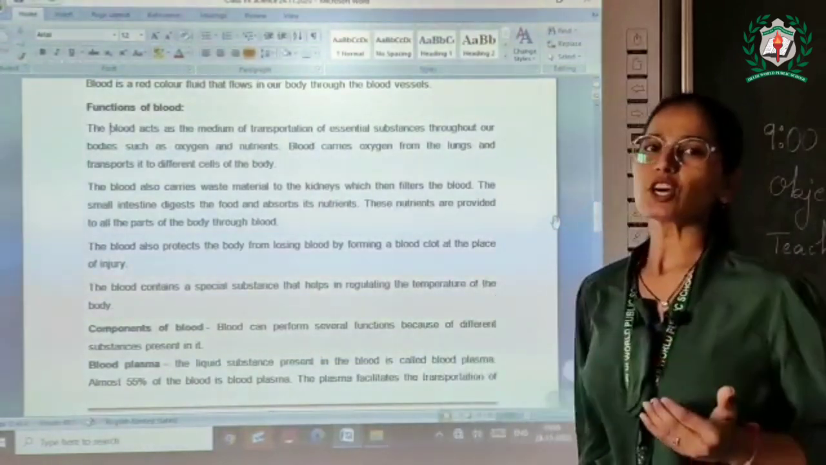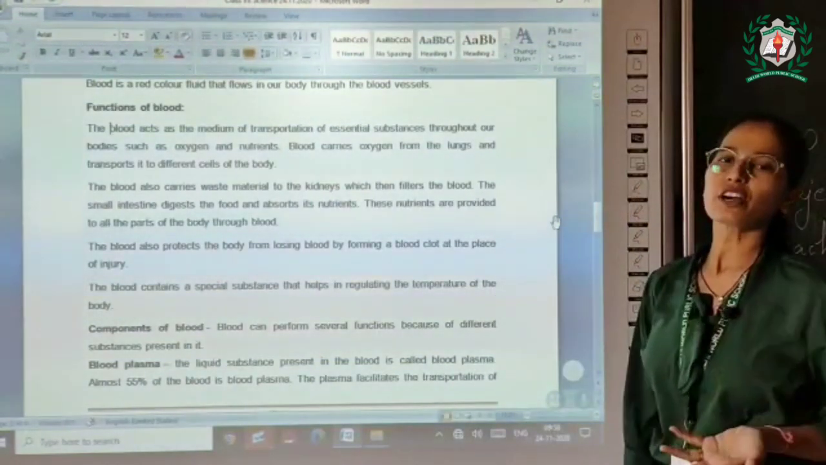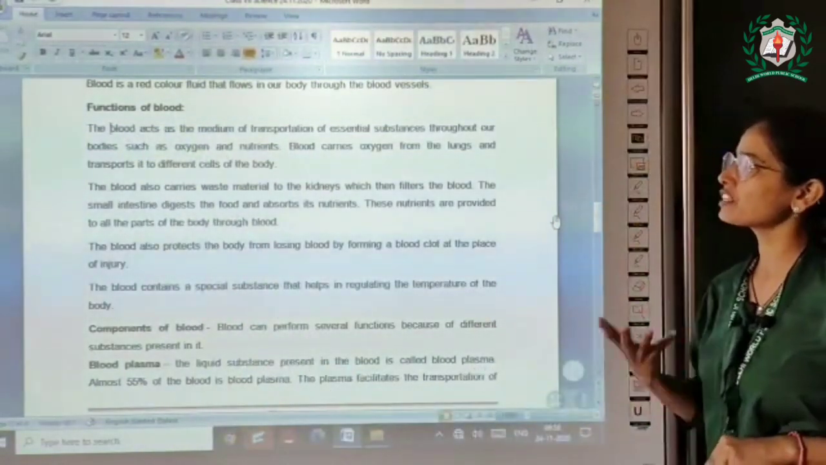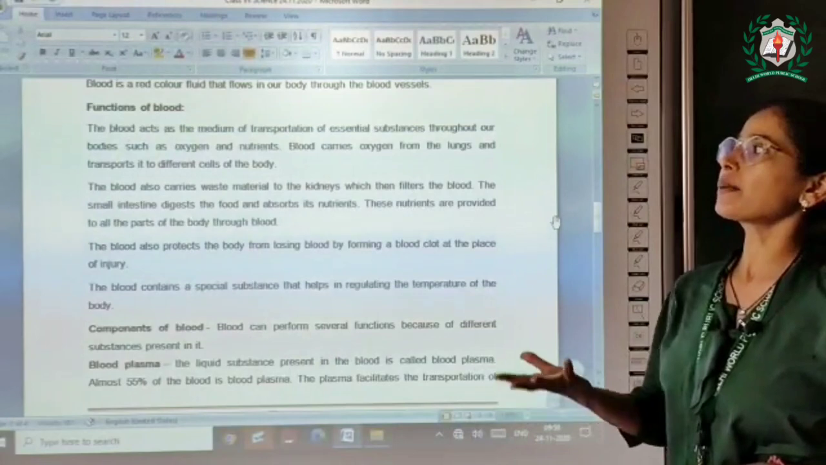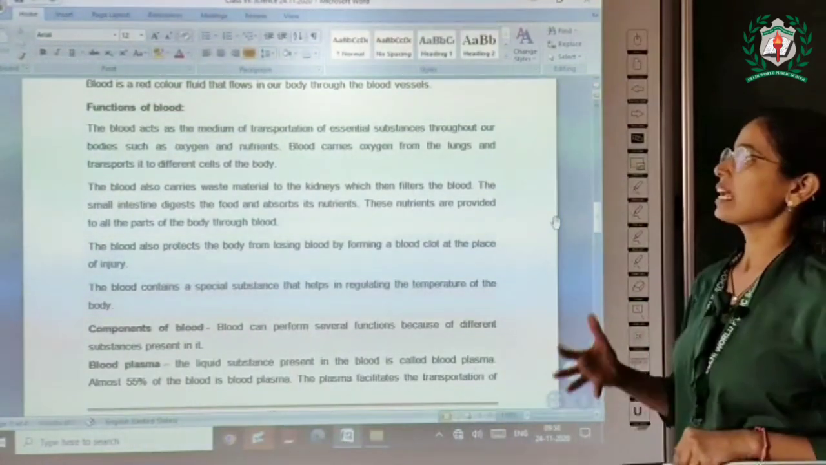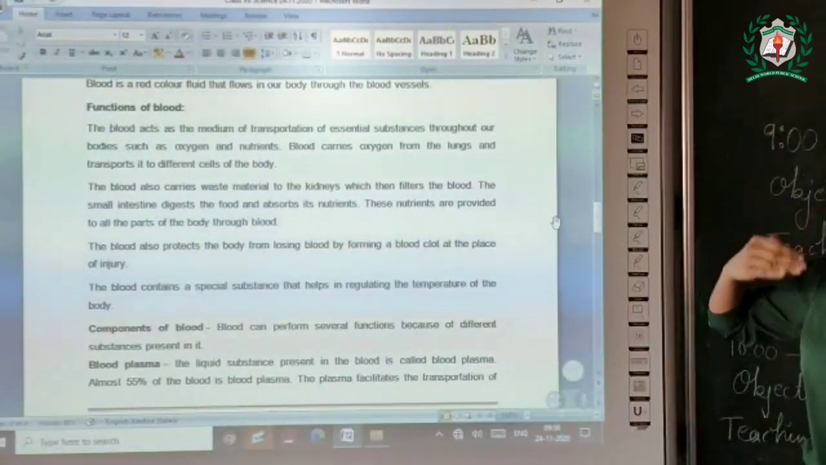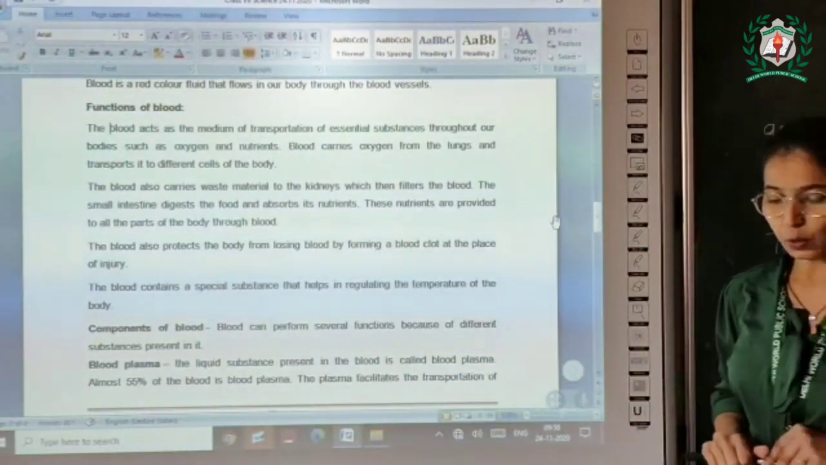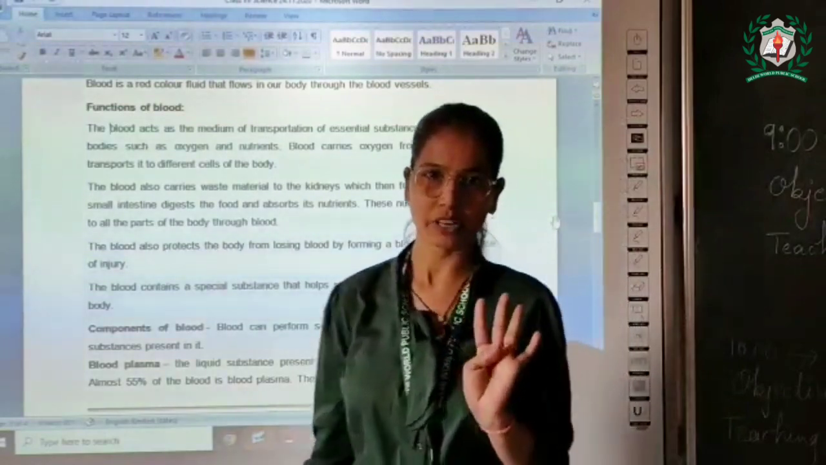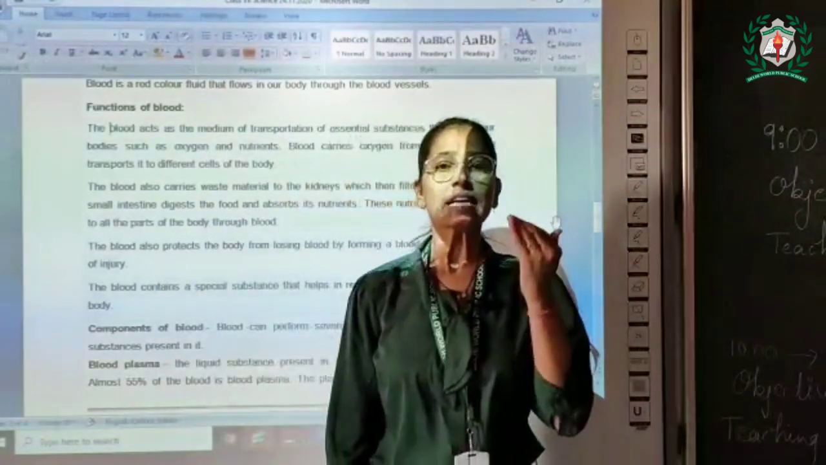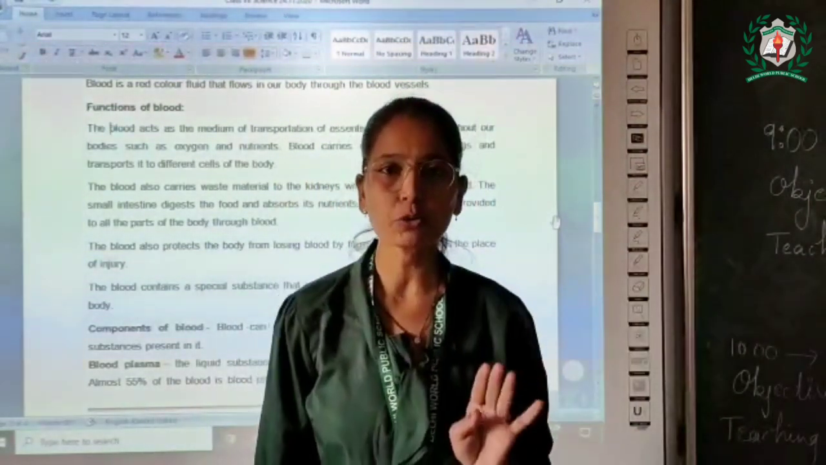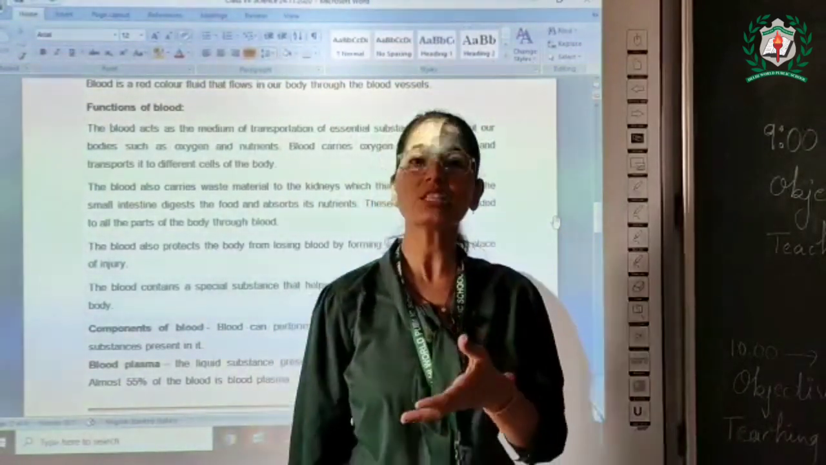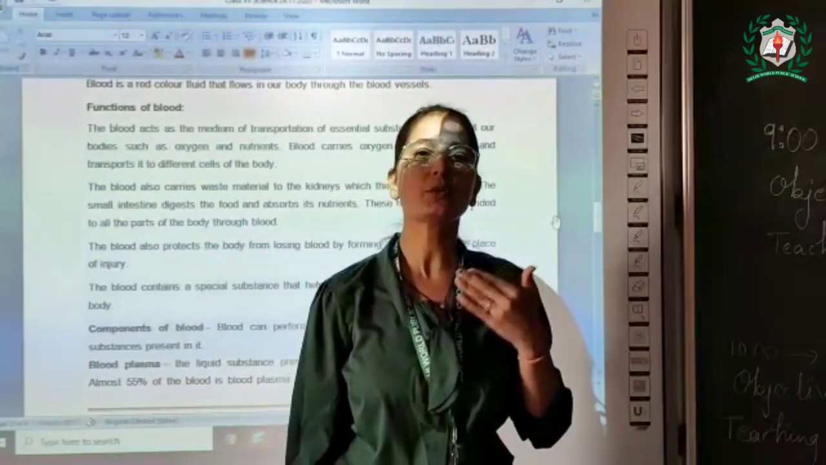Okay, now we'll talk about the functions of blood. What are the functions of blood? As we know, the blood acts as a medium of transportation of essential substances throughout our bodies, such as oxygen and nutrients. Blood carries oxygen from the lungs and transports it to different cells of the body. As we know, we have four chambers in our heart. Okay. So these four chambers are used to purify that blood which is carried by the veins from the other parts of the body to our heart.